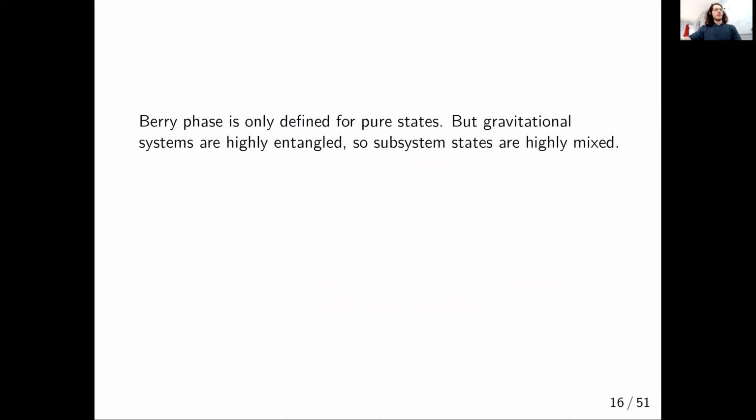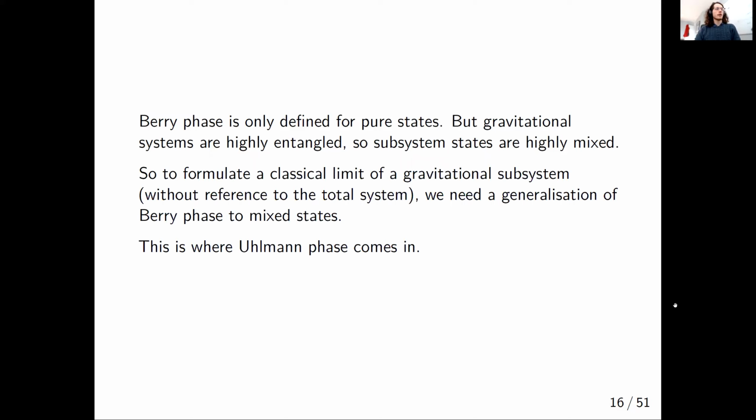If we want to compute the Berry phase of a gravitational subsystem, we're going to run into trouble because gravitational systems are highly entangled. This implies that gravitational subsystem states are highly mixed, but Berry phase is only defined for pure states. So if we want to formulate a classical limit of a gravitational subsystem, we first need to find a generalization of Berry phase to mixed states. And this is where Uhlmann phase comes in.